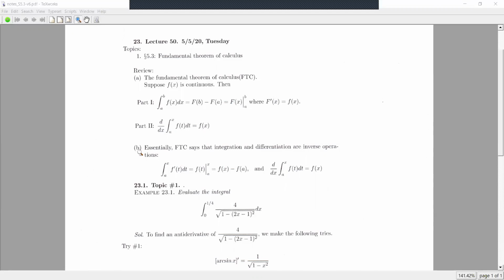Review number 2. Essentially, the fundamental theorem of calculus says that taking the integral and taking the derivative are inverse operations. Just like summation and subtraction are inverse operations, multiplication and division are inverse operations, e to the x and natural log are inverse operations. So essentially, the fundamental theorem says that integration means taking the integral, and differentiation means taking the derivative. These two operations are inverse operations.